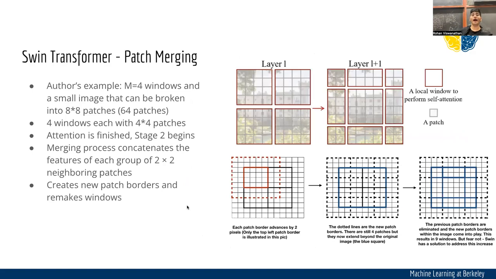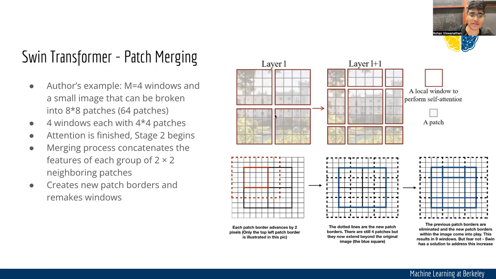Now, this is the author's example of how the patch merging process works. So we know how windowed attention works, right? You're literally just taking the dot products between two different patch windows. We're going to use the author's simpler example to understand how patch merging works. So if you have M equals four windows, and you have a small image that can be broken into 8x8 patches, so 64 total patches, we break it into four windows with 16 patches per window. Each of these is a 4x4 window.